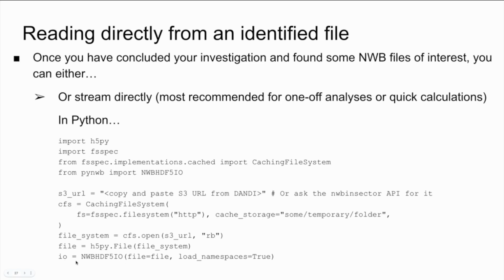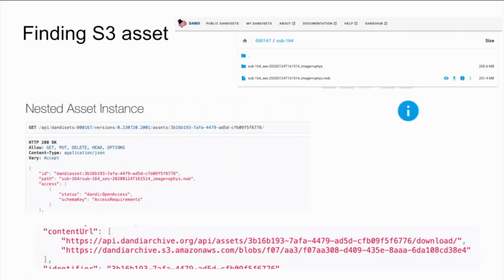Define your reading IO on that file, load_namespaces equals True, and nwbfile equals io.read. And once you reach these last two commands that you're already familiar with, the whole thing acts as if all those terabytes of data were already on your system, which still blows my mind how that happens.